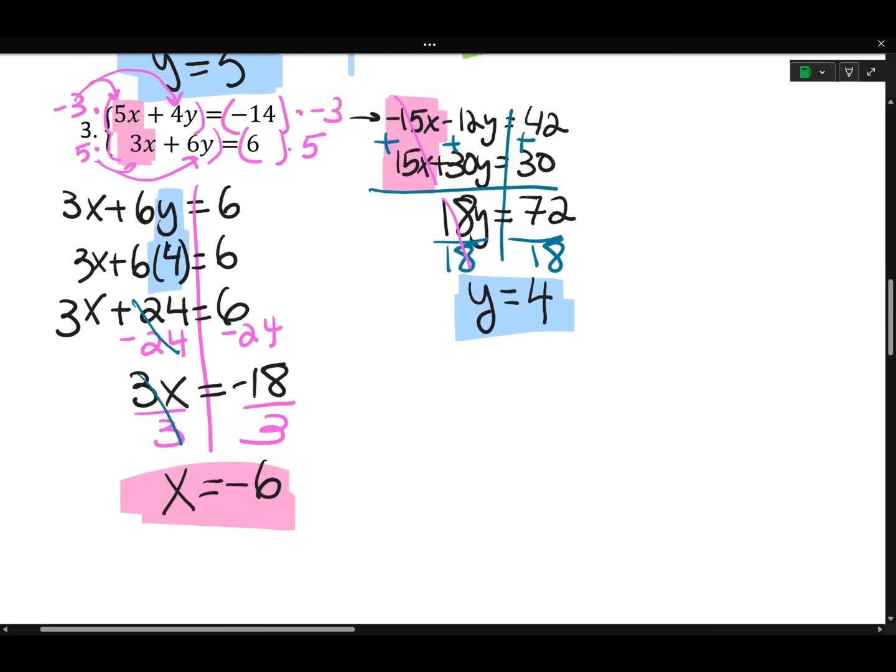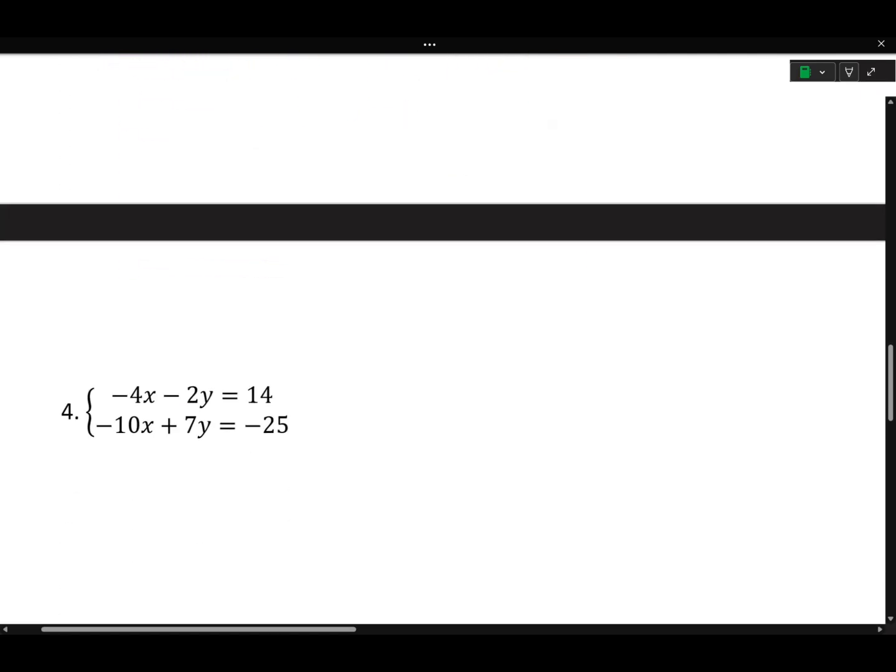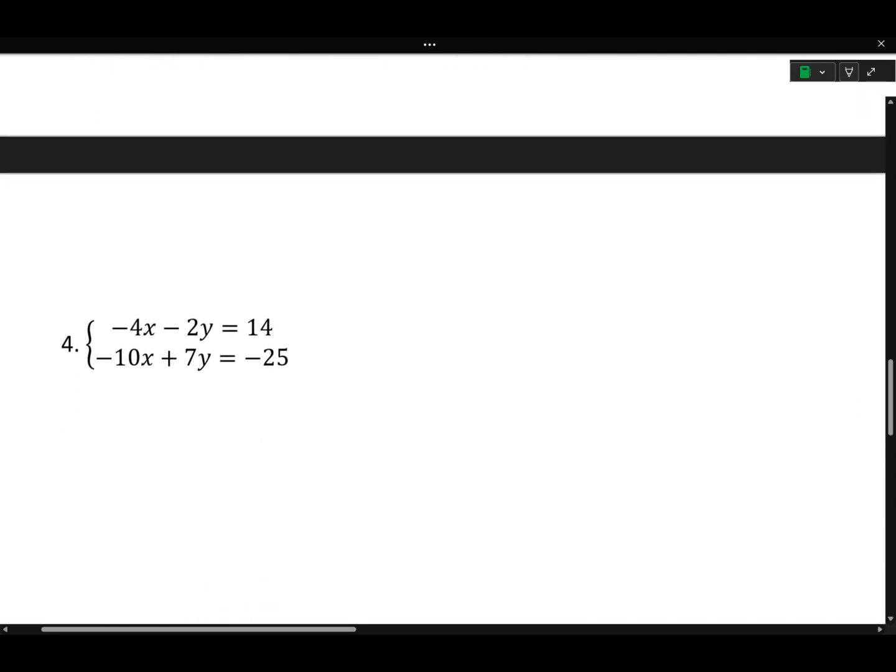Perfect. Let's write down our answer as a coordinate. Negative 6, comma 4, because it's always x, comma y. Perfect. I think we've got one more to solve, and then we're going to do some English writing.